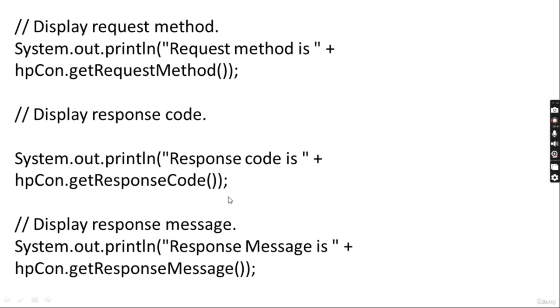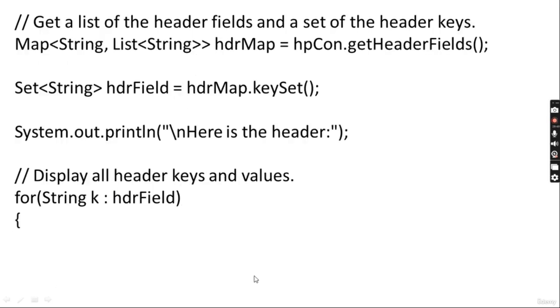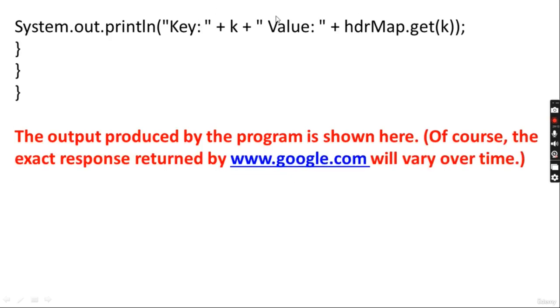Then the request method is httpConnection.getRequestMethod. Display the response code, okay? Response code is httpConnection.getResponseCode. Then display the response message, httpConnection.getResponseMessage. Then get a list of fields, httpConnection.getHeaderFields into headerMap. Okay, and that map object is created. Set<String> headerField is equal to headerMap.keySet. Display all header keys and values. For each and every particular header field, get the string out of it and display. Key in headerMap.get, specify the key and get the value.